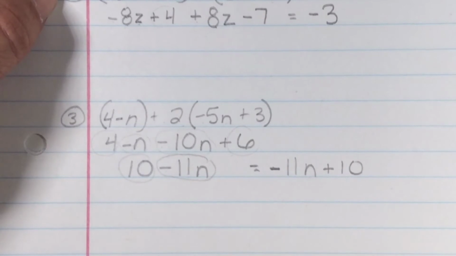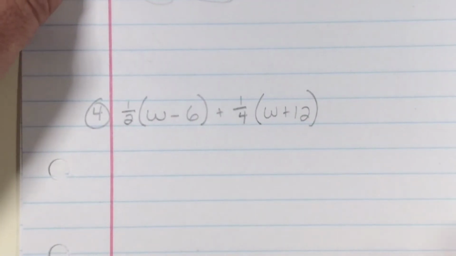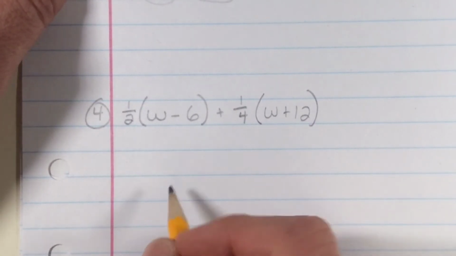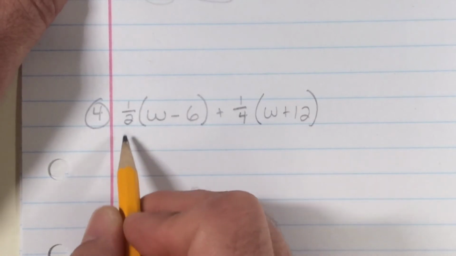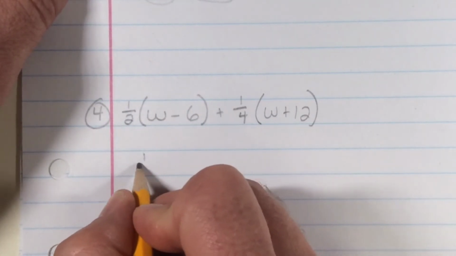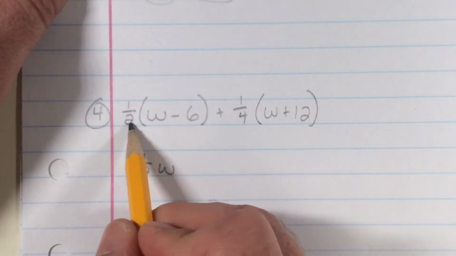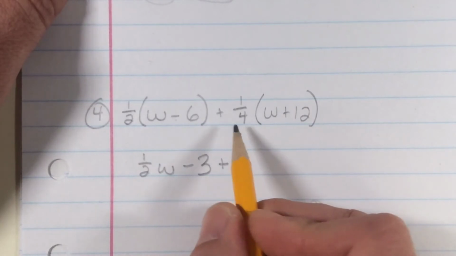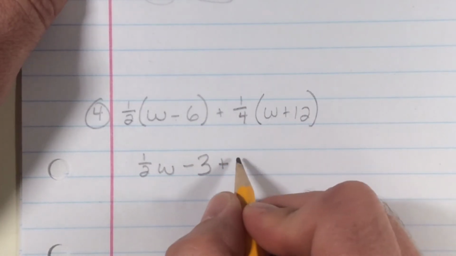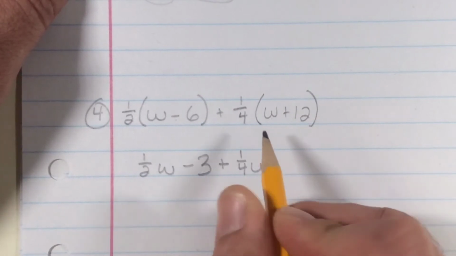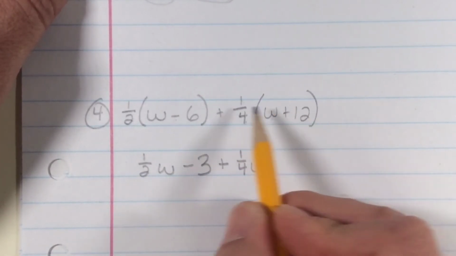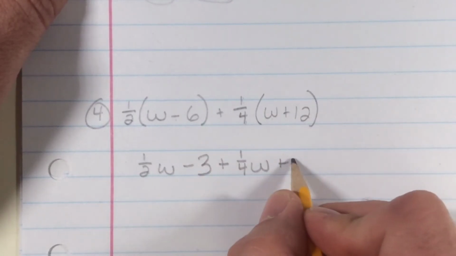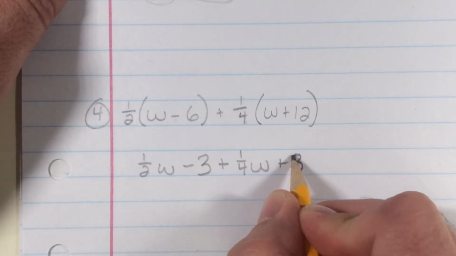Negative 11n plus 10. And here is an ugly problem because I'm distributing fractions. And everybody is afraid of fractions. Not me, though, but most people. So 1/2 times w is 1/2 w. 1/2 times negative 6 is negative 3. Plus 1/4 of w is 1/4 w. And 1/4 times 12, or 1/4 of 12, is 3. Positive and a positive, so it's positive, same sign, positive.